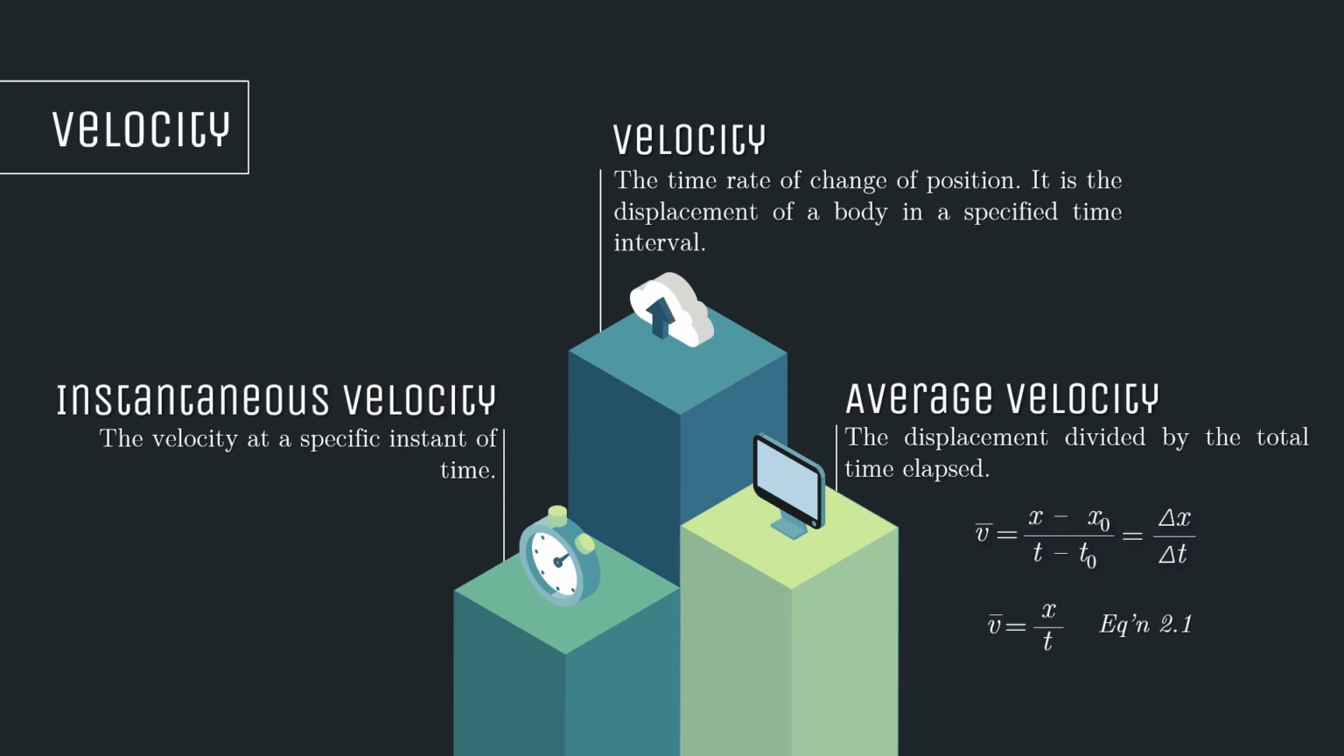Next, we have instantaneous velocity, the velocity at a specific instant of time. In symbols, we have v sub instantaneous is equal to the limit of delta x all over delta t as delta t approaches 0, that is equal to the derivative of x in terms of time.